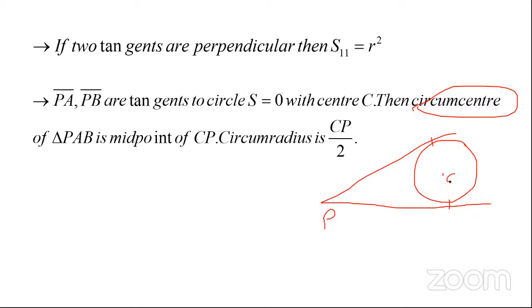So the circumcenter of triangle PAB, and this is the chord of contact, is the midpoint of CP. I'm taking the midpoint of CP. This is the circumcenter, and the circumradius is nothing but CP by 2, which is this value here.